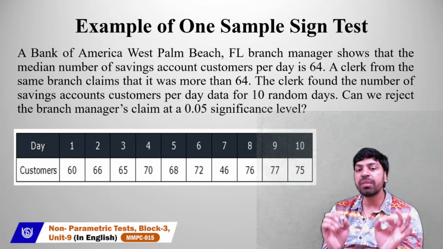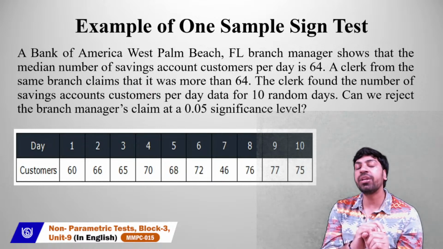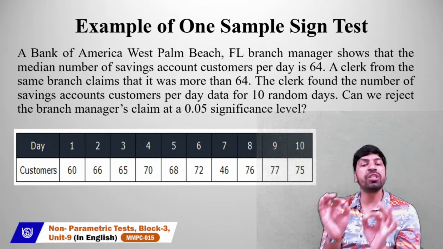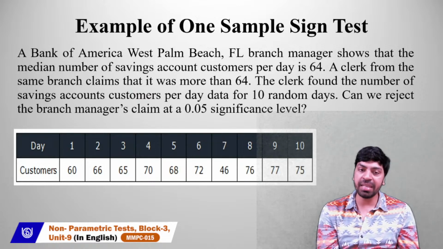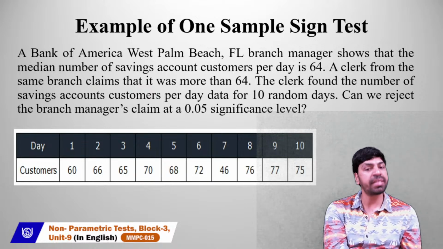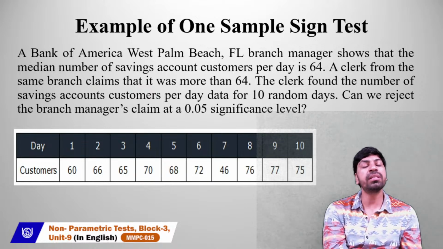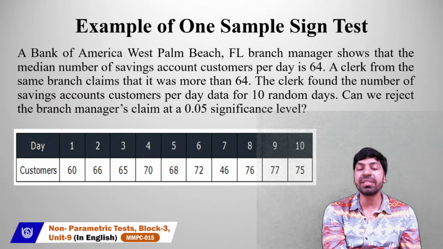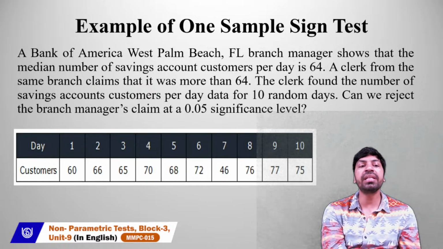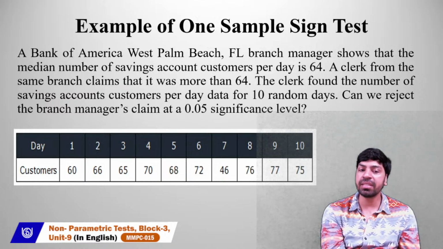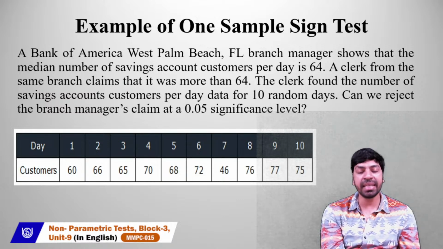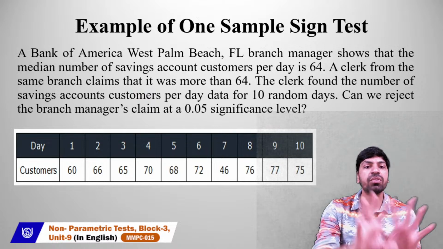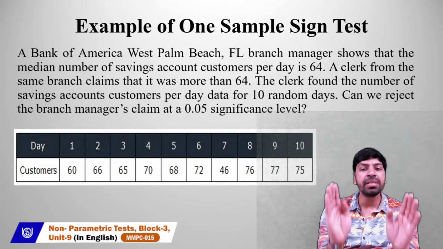That means if the p-value is less than this value, then we can reject the null hypothesis, meaning the statistical results are significant. In this question the significance level is given. We need to calculate the p-value through this test. The days are 1 to 10, and the customer values are already given: 60, 66, 65, 70, 68, 72, 46, 76, 77, 75. So this is a question of the one sample sign test.